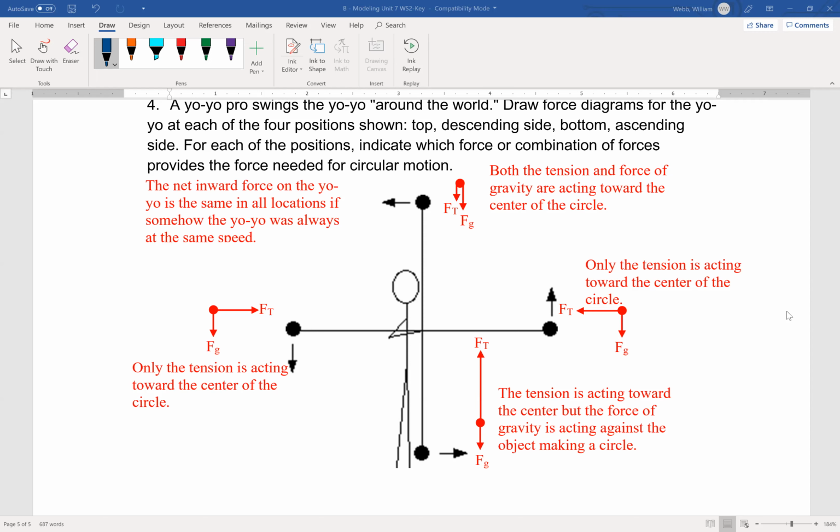All right, so thinking through this yo-yo example, you want to make sure that you understand where the tension force is. I'm going to be putting you into breakout groups in a little bit, and you're going to be thinking about a roller coaster. When a roller coaster goes in a vertical loop, it's this same scenario, and you're going to be working through some problems like that today.